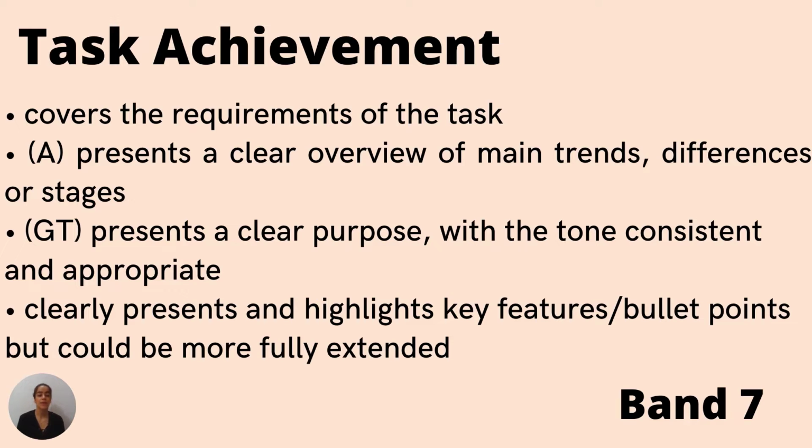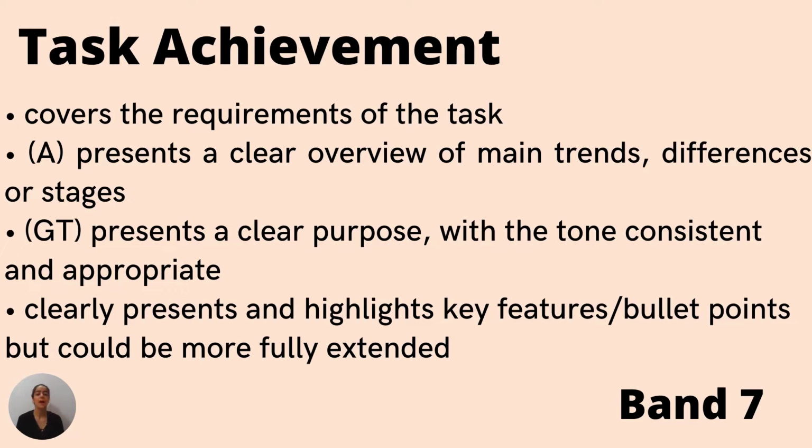For academic students, we need a clear overview of main trends, differences, or stages. So it's very important. Writing an overview is very important. You can write it after the introductory part, or you can have it at the end of your work. But the most important thing to be remembered is the presence of that. If you intend to get a high band score, it has to be there, whether in the beginning or at the end. It doesn't make a big deal, but the presence is important.